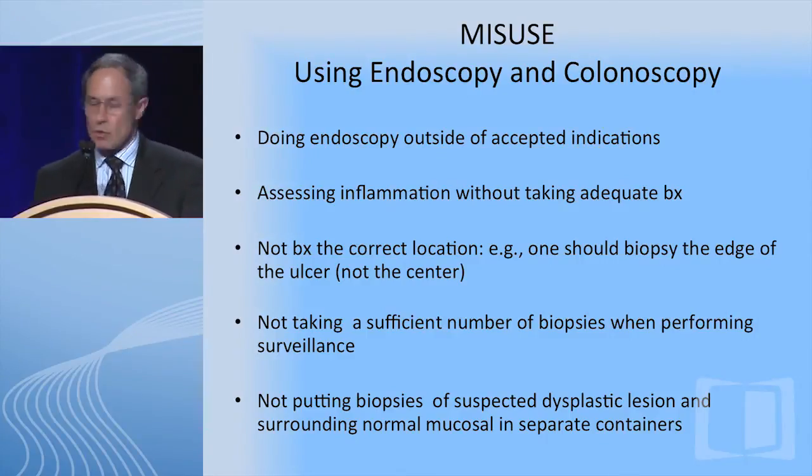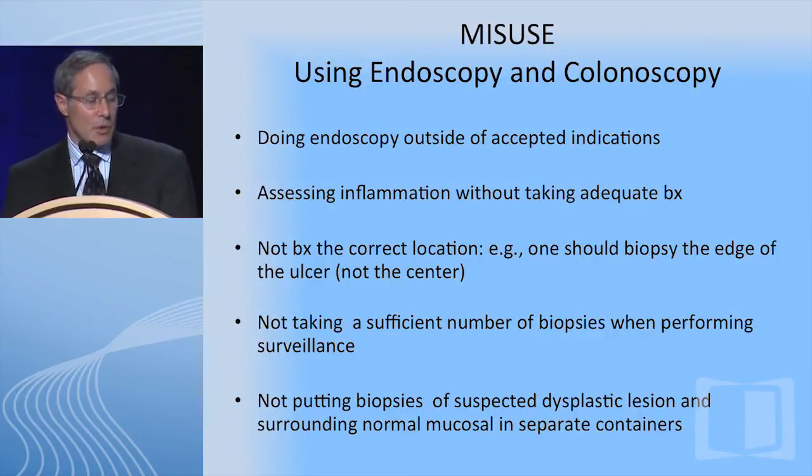So what about the misuse of endoscopy and colonoscopy? Well, some examples are doing endoscopy outside of accepted indications, certainly outside of a carefully planned clinical trial. It would also include assessing inflammation without taking adequate biopsies, not biopsying the correct location. So again, one should biopsy the edge of an ulcer and not the center of an ulcer. That would be a good example.